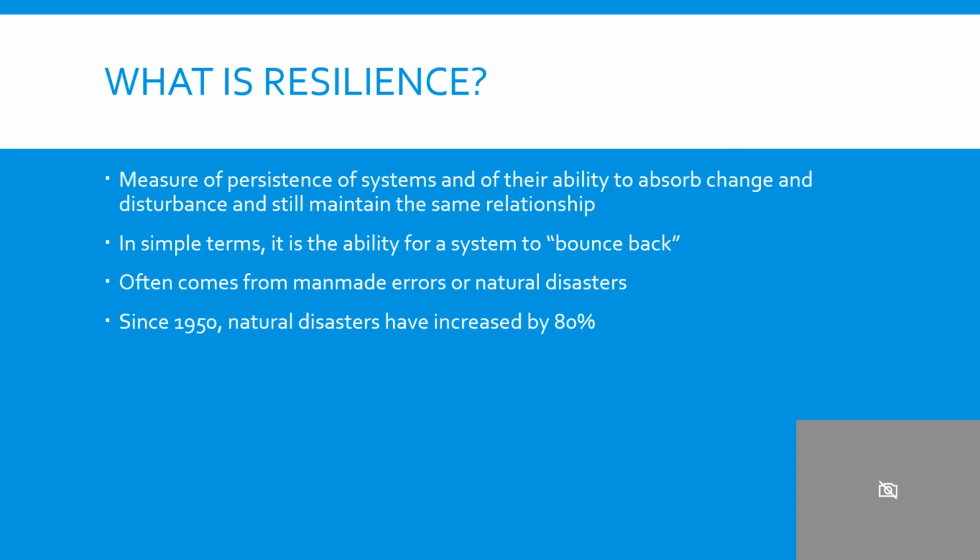All right, so I went over sustainability and the importance of it in engineering. Now I'm going to talk a little bit about resilience, which is slept on often when sustainability is being considered in design. What is resilience? Resilience is the measure of persistence of systems and their ability to absorb change and disturbance and still maintain the same relationship. To put it in simple terms, it's the ability for a system to bounce back.